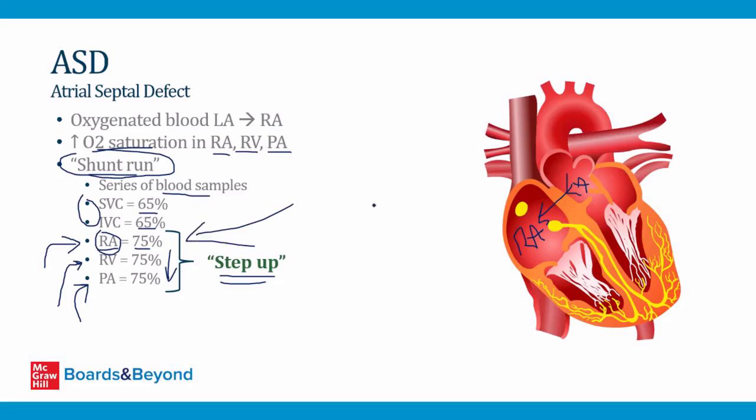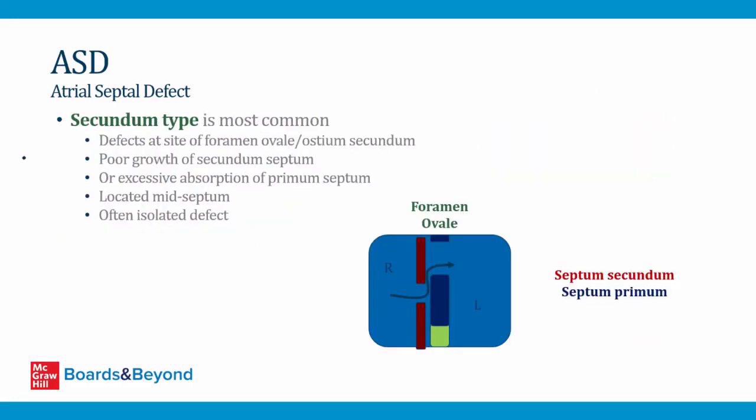They do like to sometimes show you these oxygen saturation numbers and see if you can figure out where the shunt must be. There are a number of subtypes of atrial septal defects, and the most common subtype is the secundum type. This is where the defect or the hole in the wall between the left and right atrium is at the site of the foramen ovale and the ostium secundum.